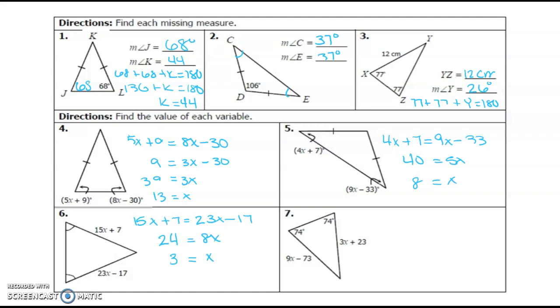All right, last one. Let's do this one together. So we're solving again for x here, and we know that those two angles are the same measurement, so then those two side lengths are the same. So we'll set them equal to each other and solve for x, and you should get x equals 16.